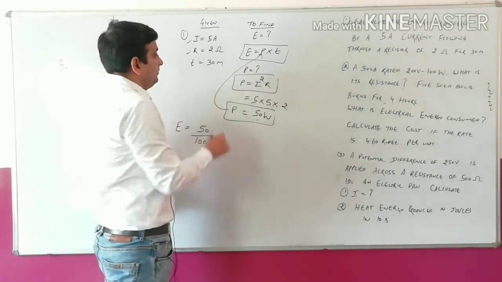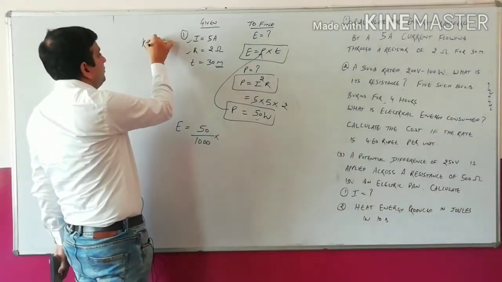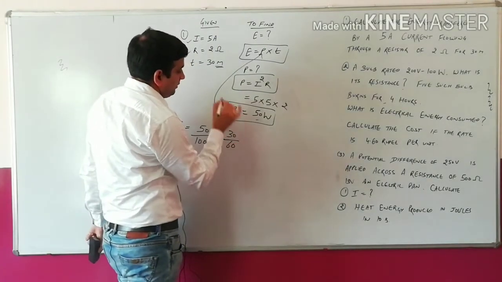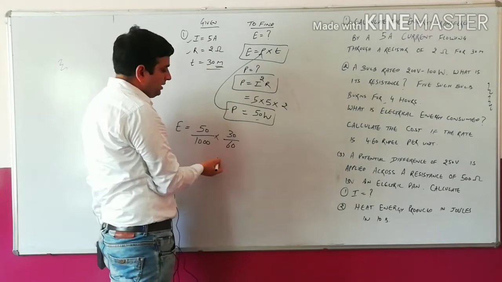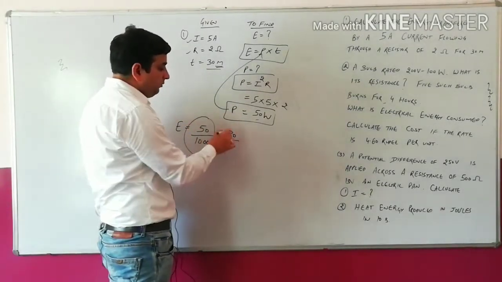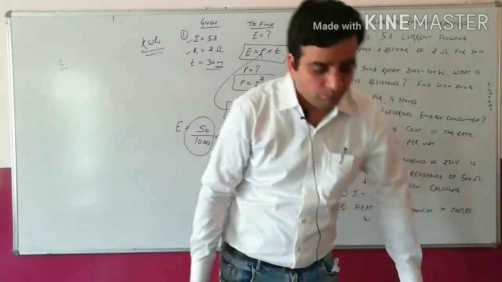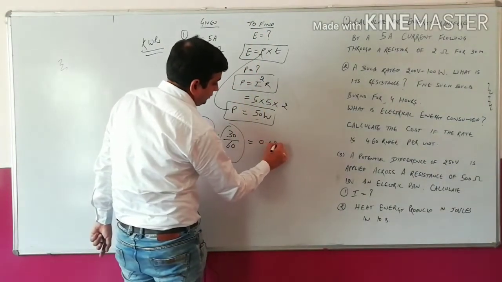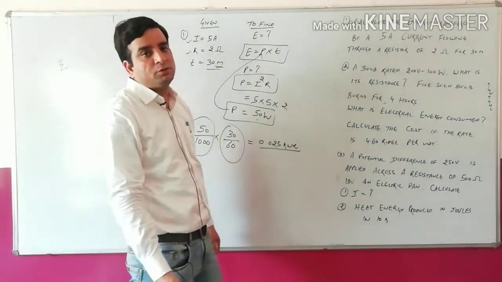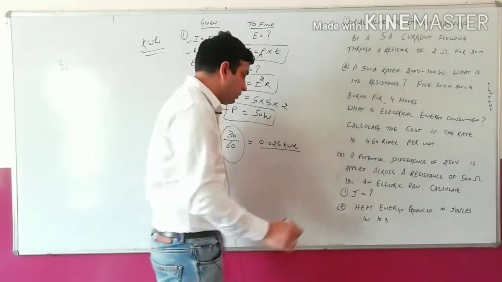Now what is time? Look at the unit of time. Time is given in minutes. What is our unit? Kilowatt hour. So we have to convert this into hours. Either you can convert here or directly here, it's up to you. So E is equal to the power in kilowatt and time in hour. By solving this, you will get the answer 0.025 kilowatt hour.